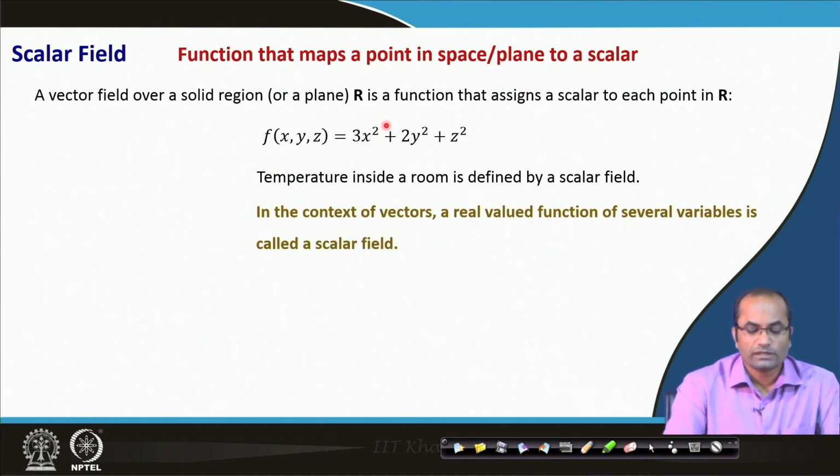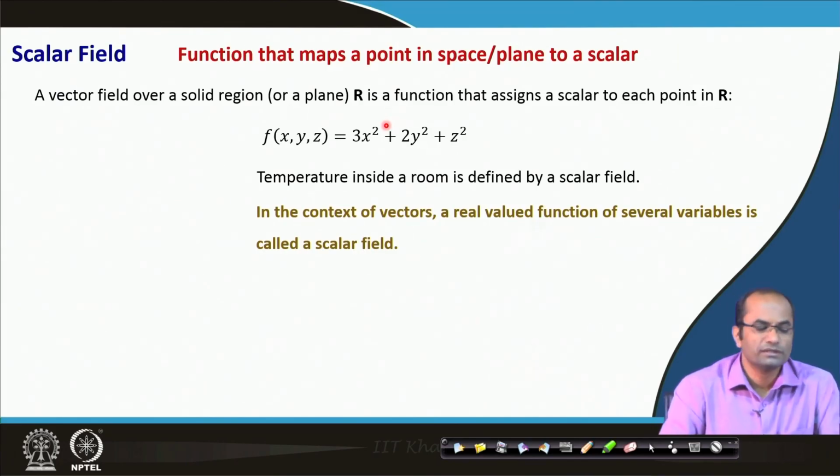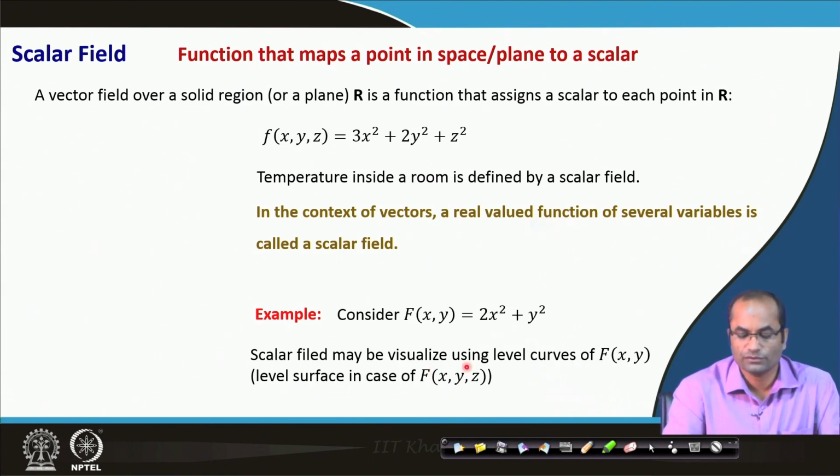In the context of vectors, simply a real valued function of several variables is called a scalar field. So, there is nothing new here, only the term scalar field will be used in this context of vectors. Otherwise, these are functions of several variables. For example, we have f(x, y) = 2x² + y². Again, for visualization, if it is 2 dimensional, we can plot directly, or there is another way, by level curves in 2 dimensions or level surfaces in 3 dimensions.